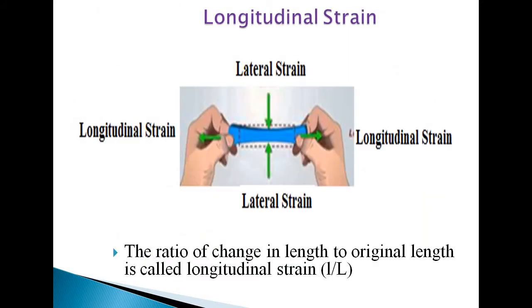Longitudinal strain. Consider a wire of length L and diameter D. We apply a force on both sides. The length is increased and the diameter is decreased. So, this is longitudinal strain. The ratio of change in length to the original length is called longitudinal strain, small l by capital L. Change in length by original length.